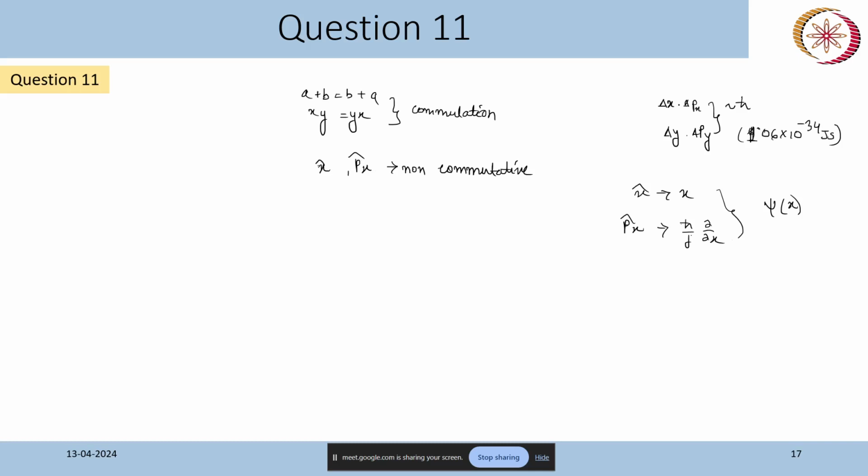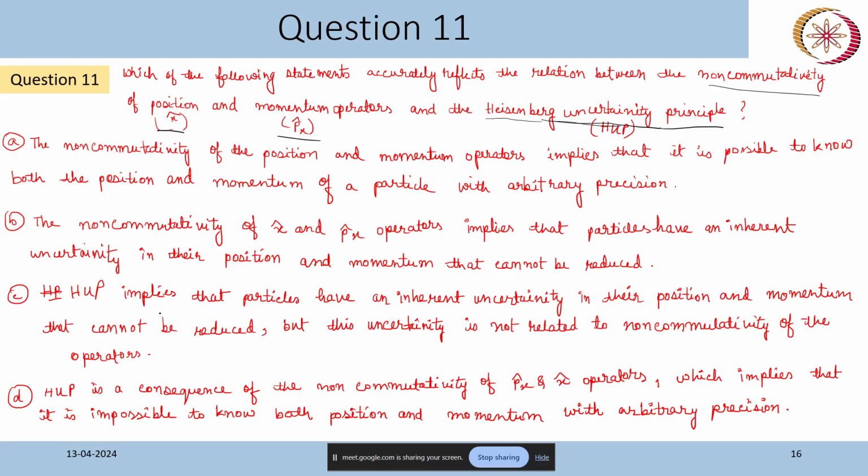So this is true for any two quantum mechanical operators. The uncertainty principle holds for any two quantum mechanical operators if they are non-commutative. You can check. So what is the correct option? Actually, the Heisenberg uncertainty principle is a consequence of the non-commutativity of the position and momentum operators, and it implies that it is impossible to know both position and momentum with arbitrary precision.